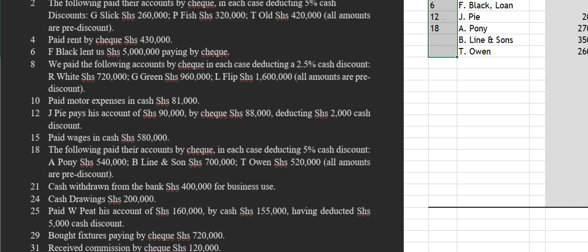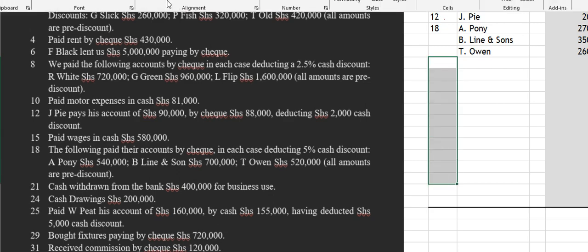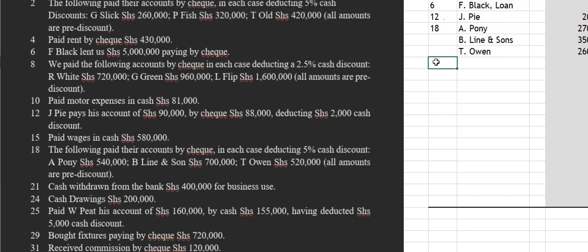A contra, for the purposes of the cash book, is where both the debit and the credit entries are shown in the cash book. For example, when cash is paid into the bank, or cash withdrawn from the bank for business use, like in this case. It will appear on the debit, and at the same time on the credit side of the cash book of Wine Sellers. So in the cash book, on the debit side, this is on 21st.